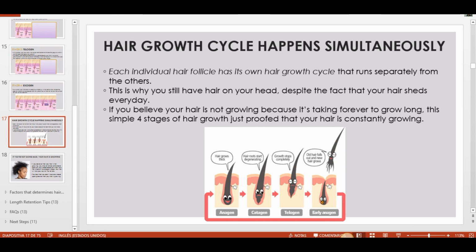Yeah, this image is very funny. That's why I decided to put it there.